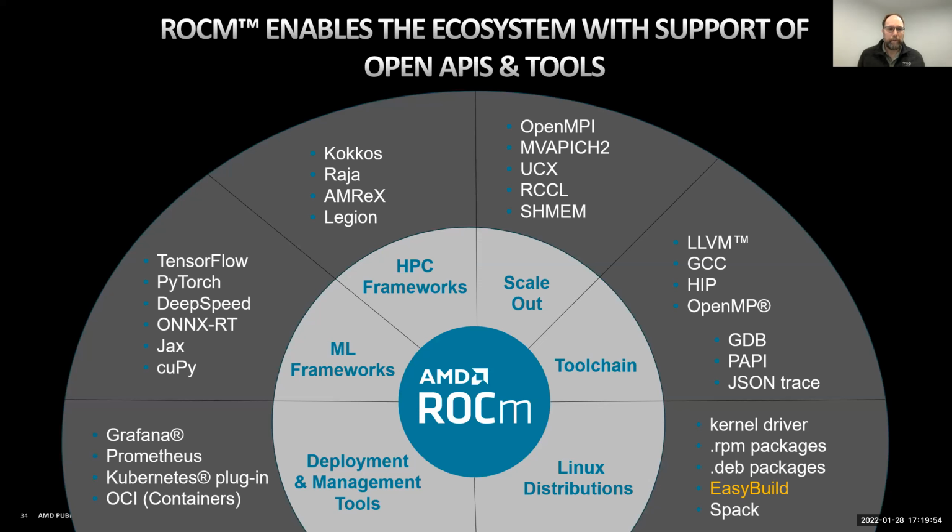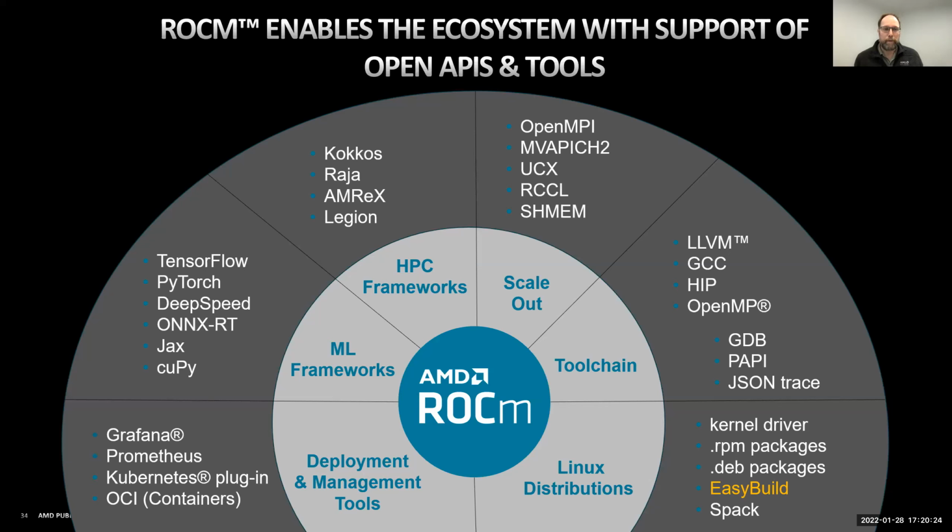On the ML frameworks, we spent a lot of time with machine learning, TensorFlow, PyTorch, working with Microsoft for DeepSpeed, and the ONNX runtime. Those are some acceleration components for PyTorch. JAX is a new library from Google. I have a Docker container for that. And the whole Python community, we're also working with the community to expand generic accelerator support in native Python libraries.